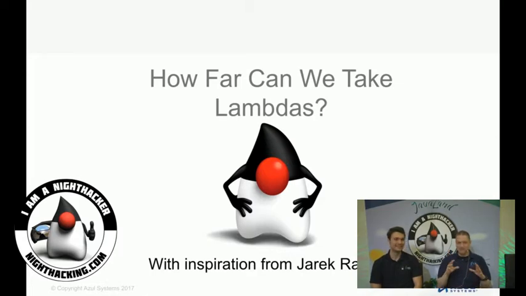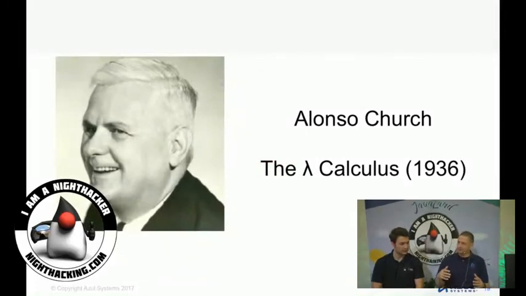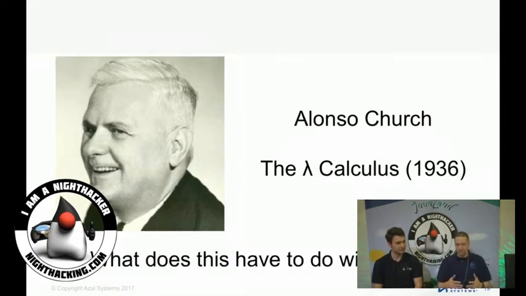This is based on work that was done by Alonzo Church. Alonzo Church created this thing called lambda calculus. Lambda calculus is the basis of functional programming. It wasn't intended as functional programming when he created it. It was more about taking mathematics and being able to express anything as a mathematical way of doing things. And that's the basis of functional programming and clearly why we call lambda expressions in Java lambda expressions. So the question obviously is, what does this have to do with Java?